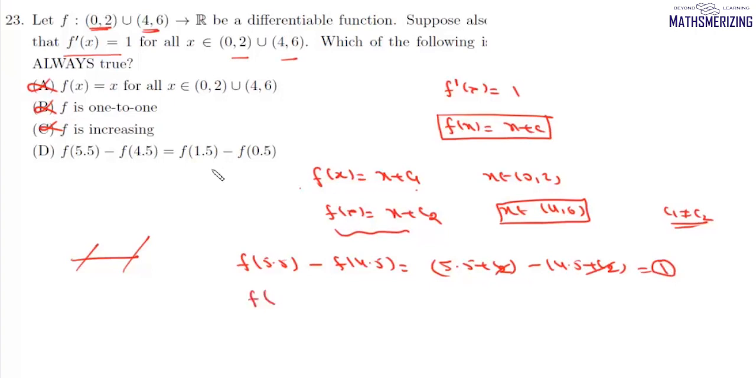Now for the second part, which is f(1.5) minus f(0.5), the definition is x plus c1. So it will be 1.5 plus c1 minus 0.5 plus c1. Here c1 will cancel. We'll get this value as 1. So whatever may be the value of c1 and c2, this equation f(5.5) minus f(4.5) will always be equal to f(1.5) minus f(0.5).